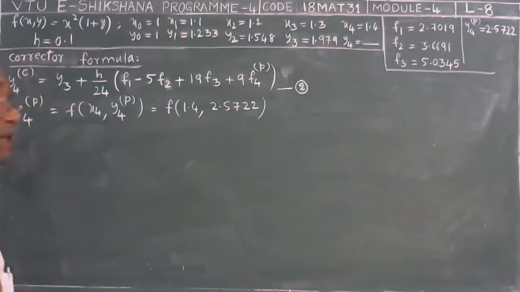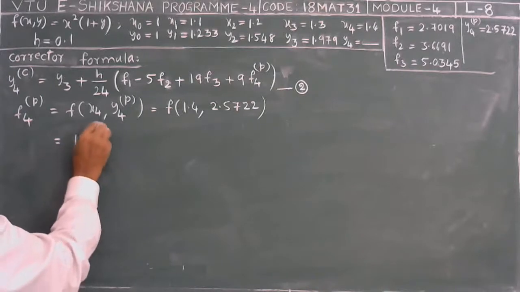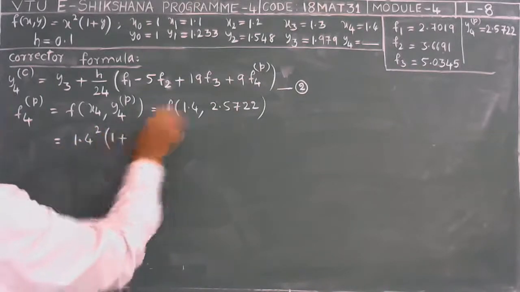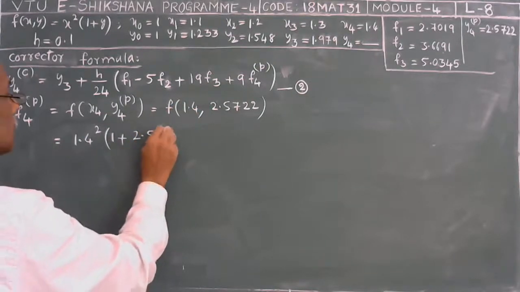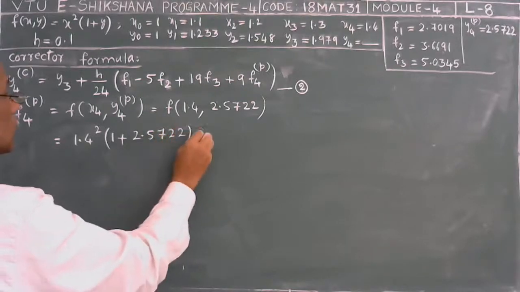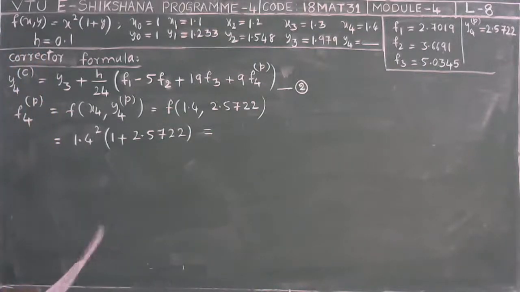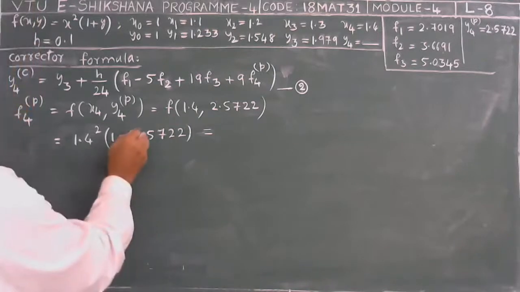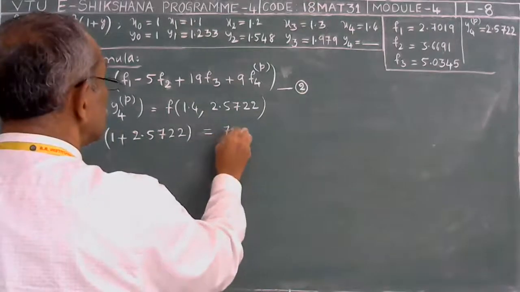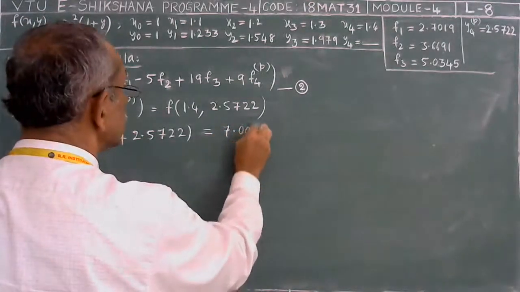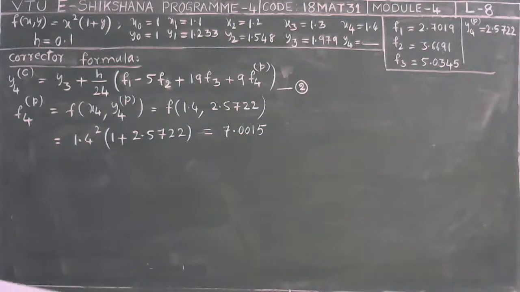By definition, this is 1.4 squared, x squared into 1 plus y, that is 1.4 squared into 1 plus 2.5722. If you compute using a calculator, you get 7.0015. And let us substitute this into the relation.